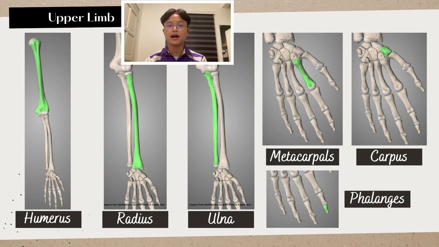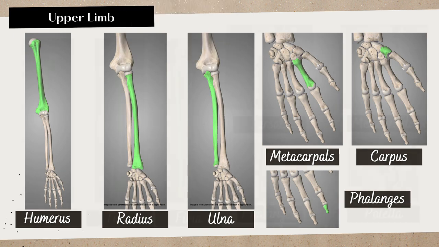Now let's take a look at the upper limb. We have 6 parts. The first part is the humerus, the second part is the radius, and the third part is ulna. The radius and the ulna are side by side. Then we have the metacarpals, then we have the carpus, and also the phalanges.